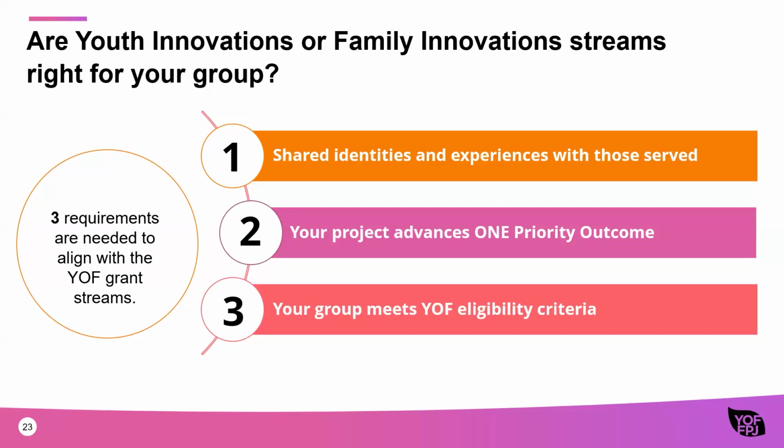2. The change the project is trying to make clearly aligns with one of the Youth Innovation's priority outcomes or Family Innovation's priority outcomes. 3. Your group must meet eligibility criteria. We go over all these requirements in the Youth Innovations and Family Innovations information sessions. If you want more information on these requirements, please visit our website or watch one of the recordings for these sessions.